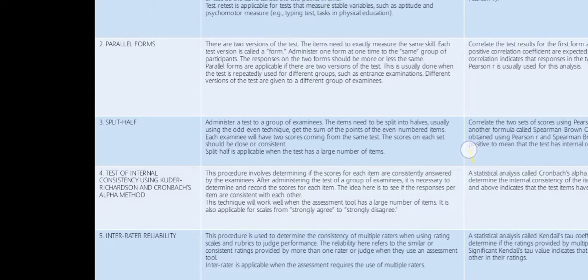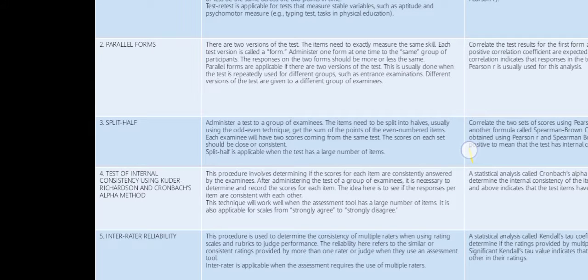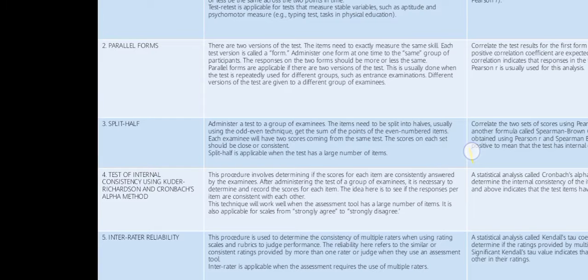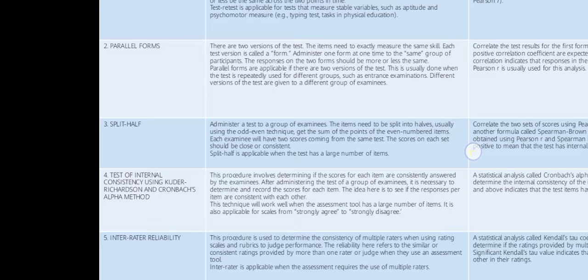Administer a test to a group of examinees. The items need to be split into halves, usually using the odd-even technique. Get the sum of the points of the even number items. Each examinee will have two scores coming from the same test. The scores on each set should be close or consistent. Split half is applicable when the test has a large number of items.